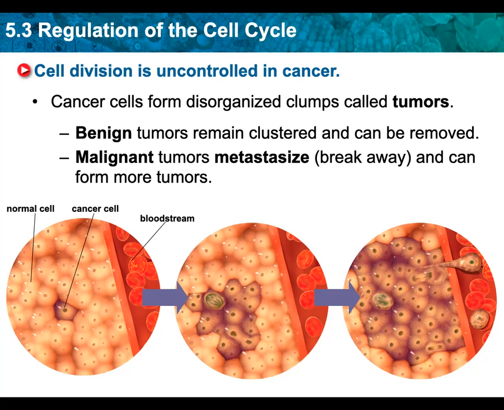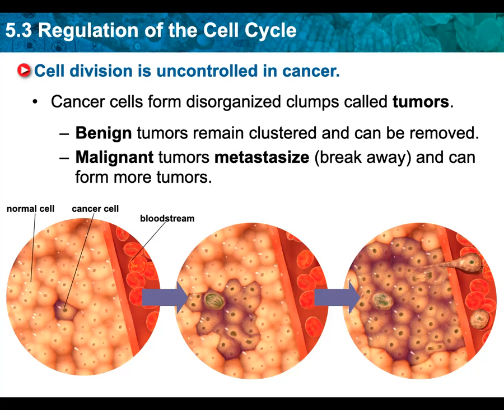But the other kind of tumor type, malignant tumors, they are very dangerous, and those are cancer. They can metastasize, which means that they can break away from their location and spread through the body and create more tumors. And that's called stage 4 cancer, when you have the tumors metastasizing, where they're moving throughout your body. That's the last stage of cancer. Very hard to treat at that stage.